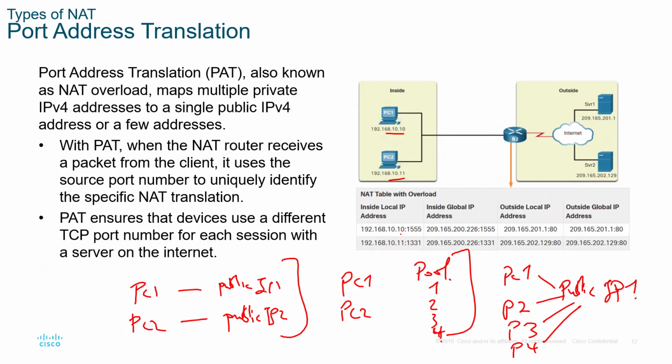Our inside local address, you can see this is .10, so it's this PC. It is accompanied by the port number. There we have the port number. Then you see it will be translated to this public IP address. This is our inside global address. This device, .11, also has the same public IP address. These two are the same. What's different is these port numbers.